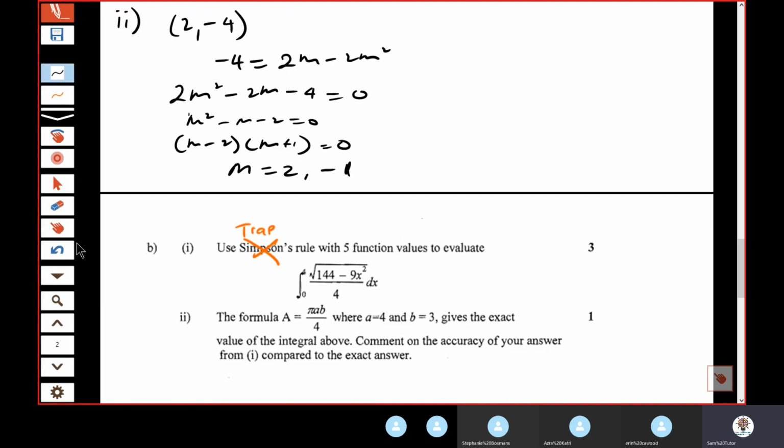Okay. Let's try the trap rule. Do we know the trap rule? H over 2, first plus last, plus 2 times the rest. H over 2, first plus last plus 2 times rest.